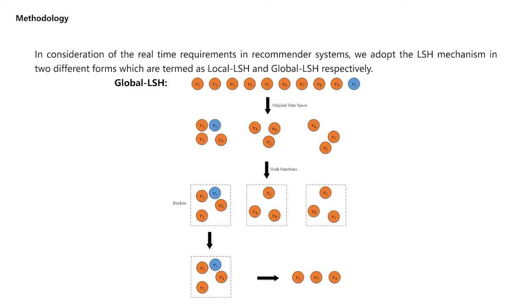Note that in the actual recommendation scenario, items with a higher similarity to the candidate item often have a greater influence on the user's decision. Global LSH is adopted to quickly find the neighbors of the candidate item. Similar to local LSH, global LSH also uses a group of functions to hash the original data. The difference is that in this approach, the candidate item is also hashed.